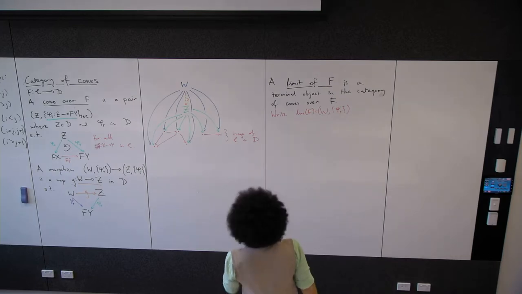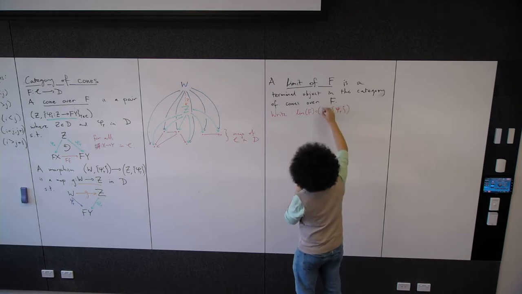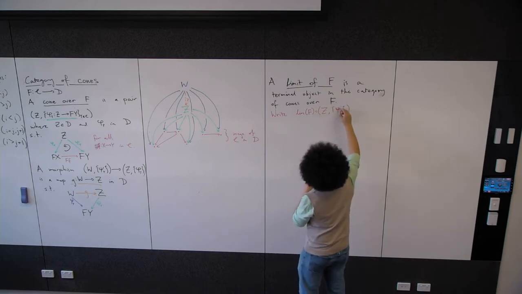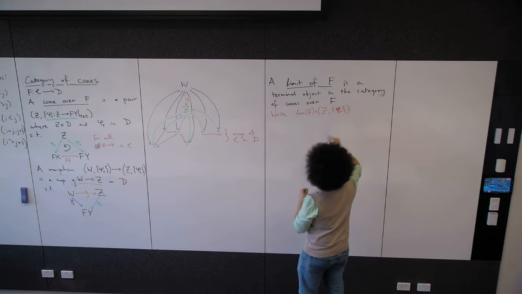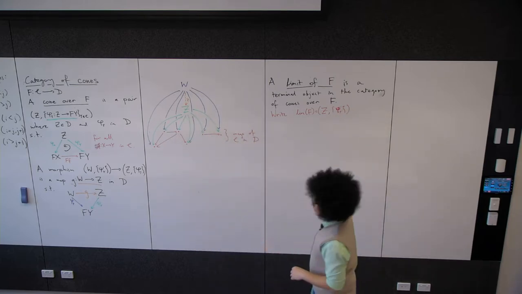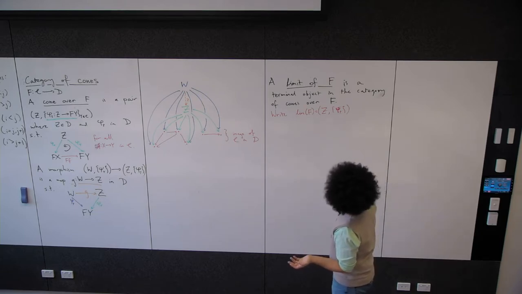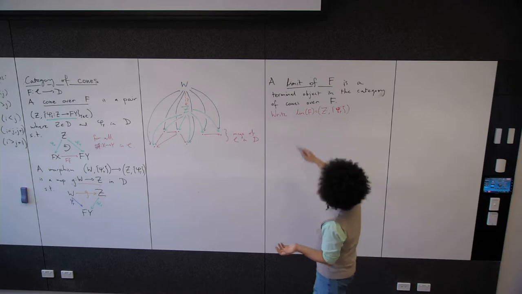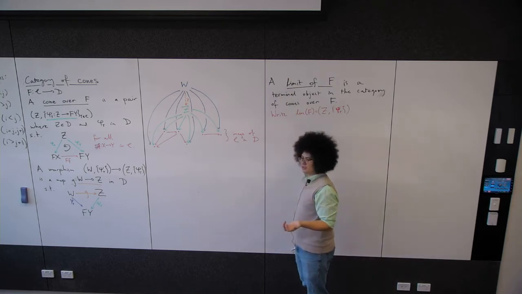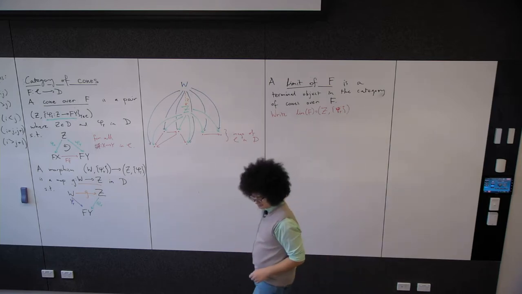Oh, yes, the limit is Z, thank you. Sorry, it's the terminal object. No, no, but from what I've drawn, I'm asking for it to be Z. And similarly to when we talked about universal properties, it's a limit because it's only unique up to unique isomorphism, which is as unique as you want a thing to be.